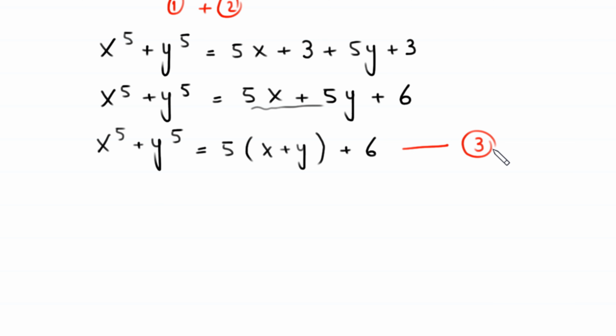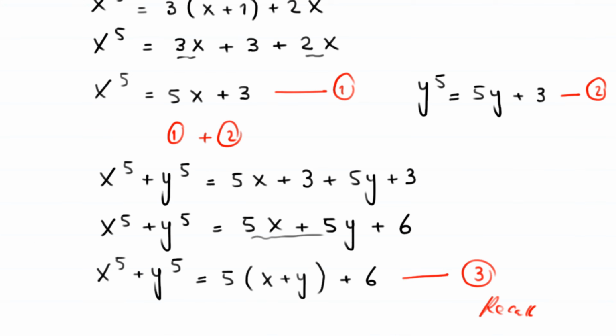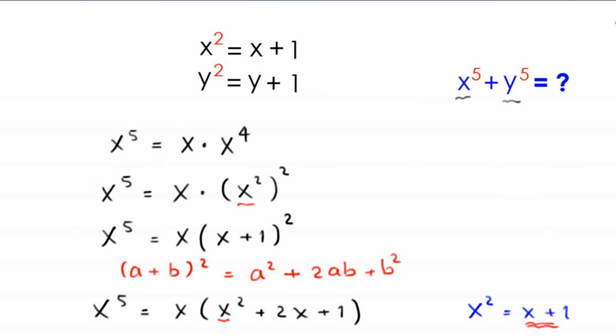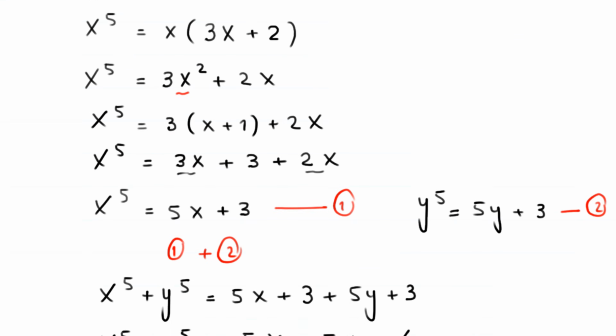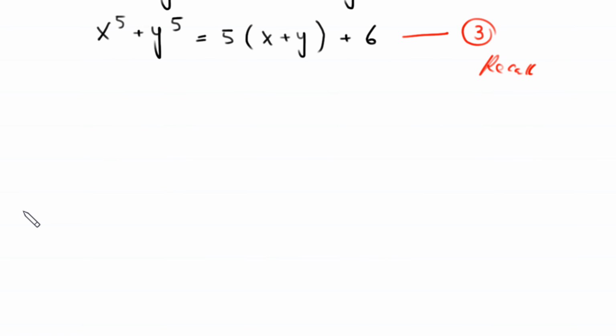Now to find the values of x and y, we recall original equations. We have two original equations: x squared is equal to x plus 1, and the second is y squared is equal to y plus 1. First we solve this one.